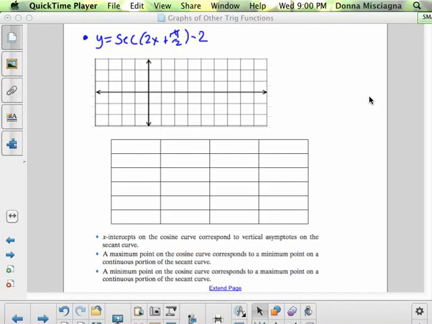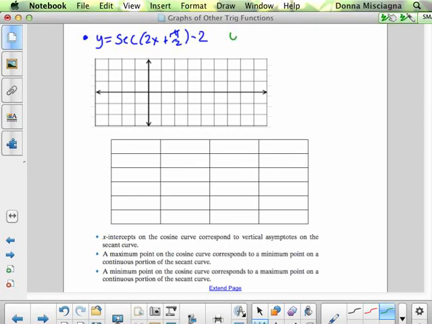Now let's go ahead and graph this one. So to graph y equals secant 2x plus pi halves minus 2, you're going to graph the cosine graph. Everything is going to be the same because these two graphs have some things in common. And so cosine 2x plus pi halves minus 2. They're reciprocals of one another, and we can use cosine to help us graph secant.